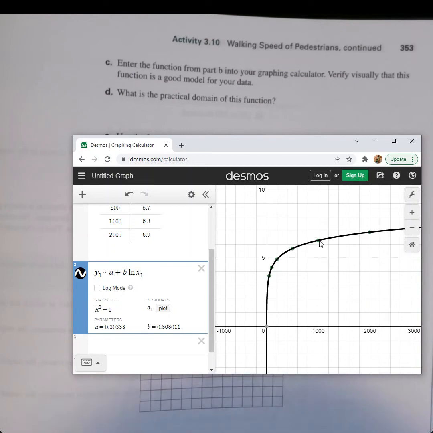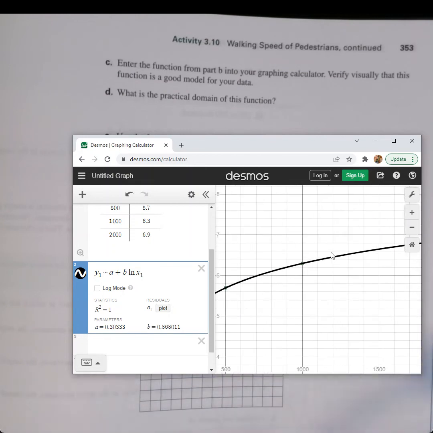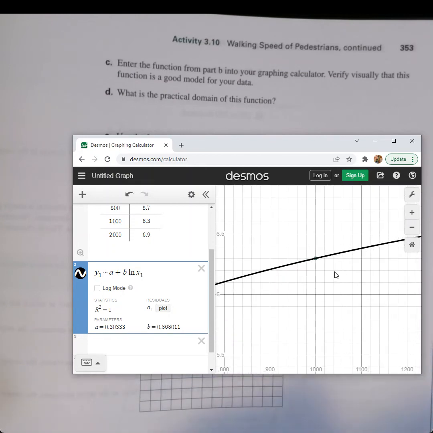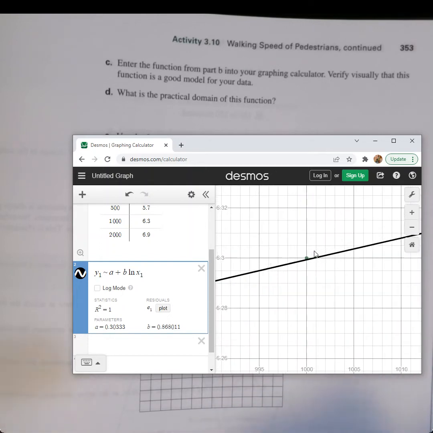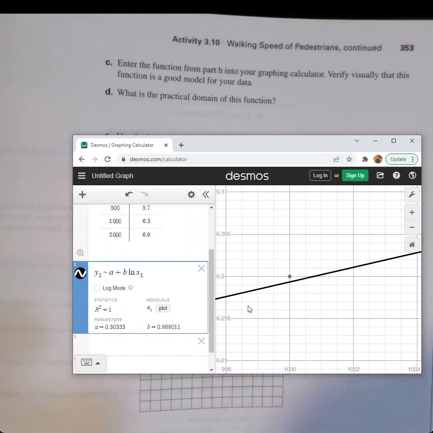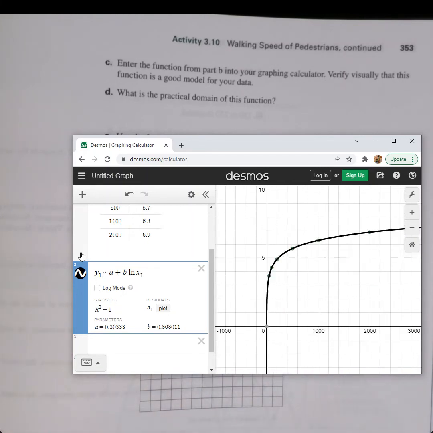Does that mean it's perfect? No, it does not mean it's perfect. If I zoom in on these dots, I'll probably see that they're not right on the line. It's just it rounds to 4 places, so it was 0.9999 something else, so it rounded to 1, but it's really, really darn close to 1. Okay, so it's a good fit. What is the practical domain?